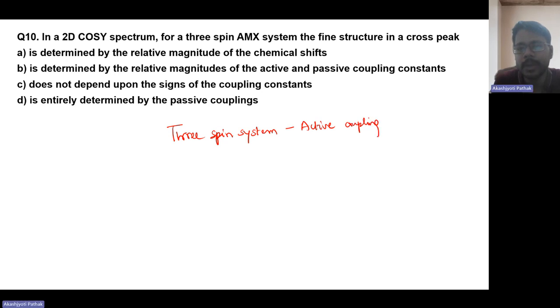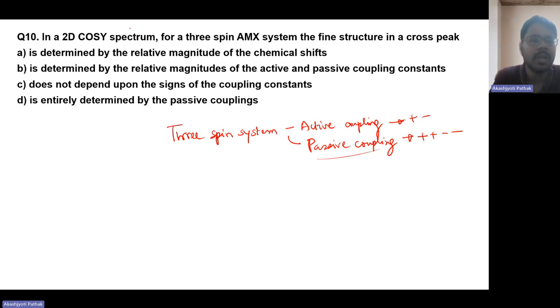So what is active coupling? The cross peak that you are considering will be the active coupling. So if you are considering the AM cross peak, then AM is the active coupling and all others are the passive couplings. Active coupling results in plus minus splitting, and passive coupling results in plus plus minus minus splitting. So remember this. This is what you have to remember. So the first option is false.